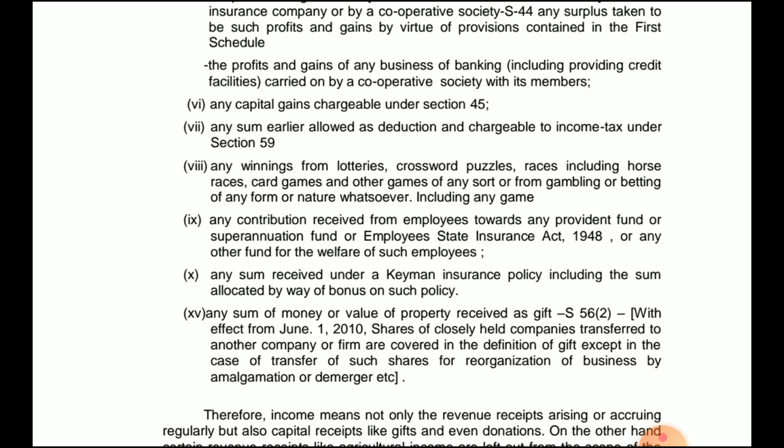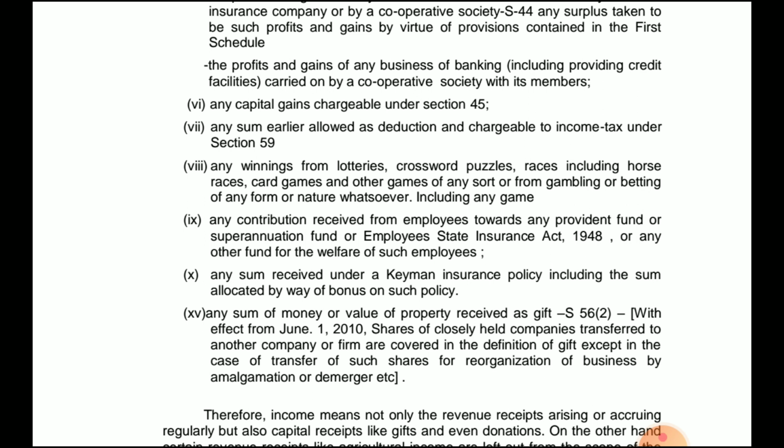Similarly, the last point, any sum of money or value of property received as a gift. If you get any amount as a gift, up to some amount it is exempt, with effect from June 1st 2010. It has been held that shares transferred to another company or a firm are covered in this definition as a gift, exempt in the case of transfer of such shares or reorganization of business by amalgamation or a demerger. Apart from that, when you transfer some shares to someone without any consideration, those are also treated as gift.